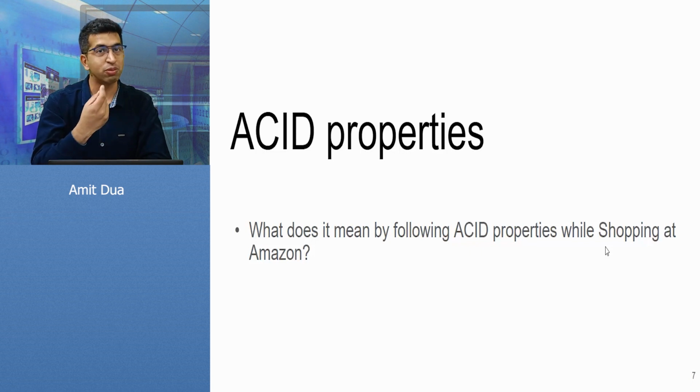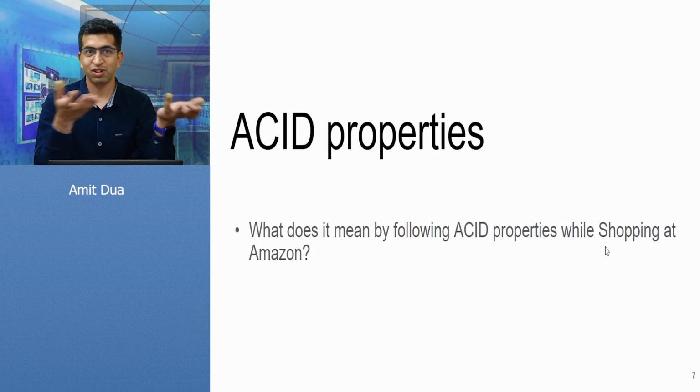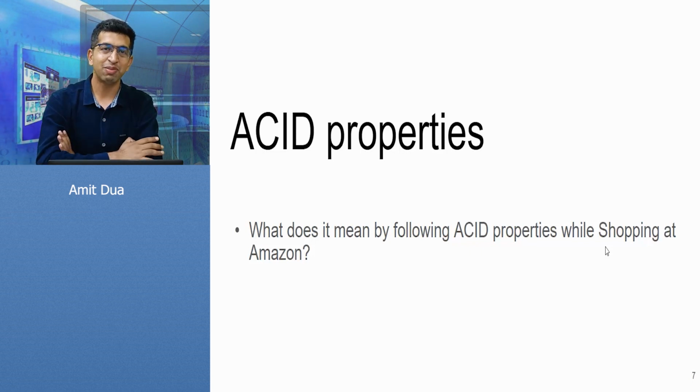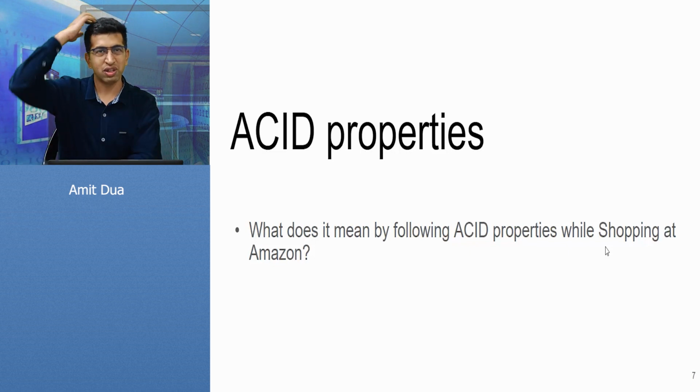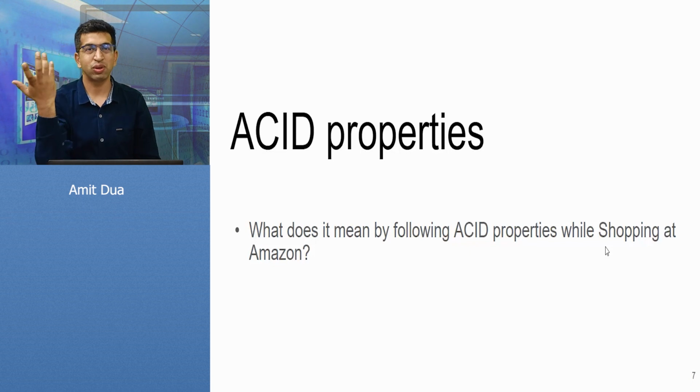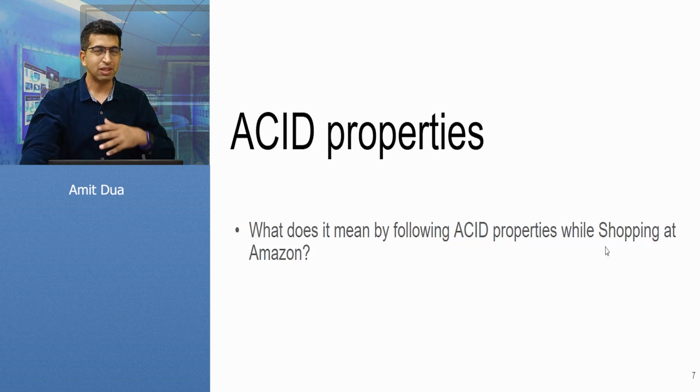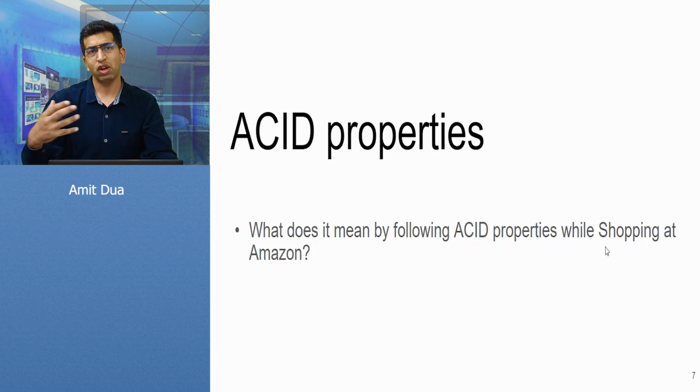have A meaning atomicity, B means there is no B, there is directly C. So C means consistency, I means isolation, and D means durability. Now, what is atomicity, consistency, isolation, durability? What exactly are these? They do not make any sense by themselves, but think of it in logical terms.